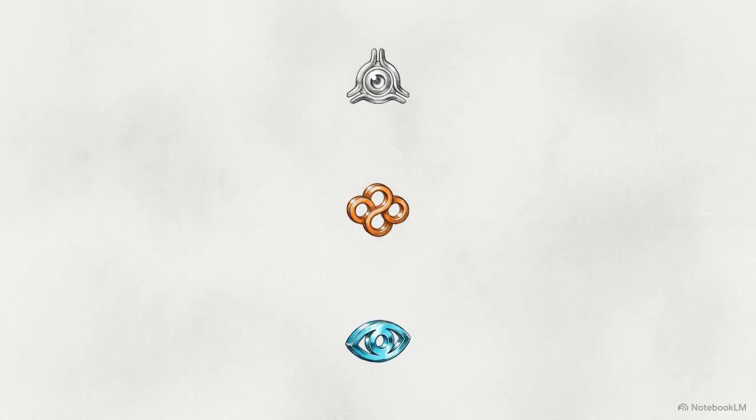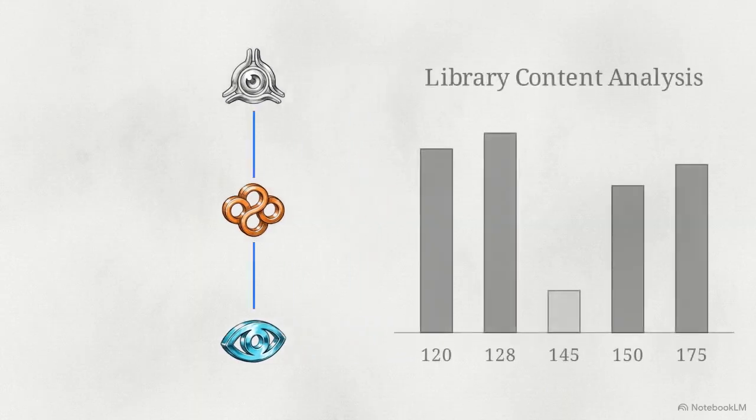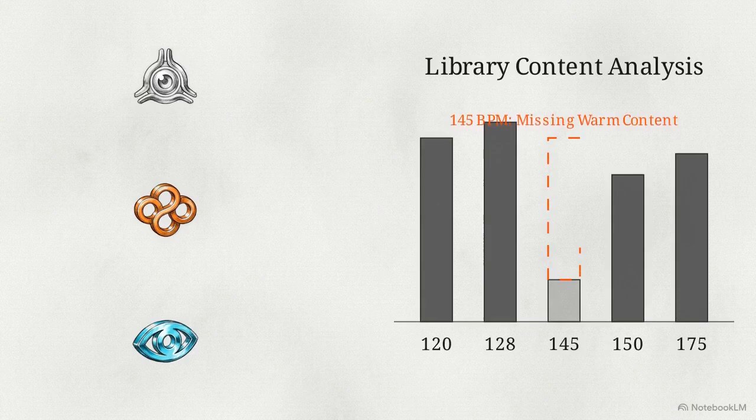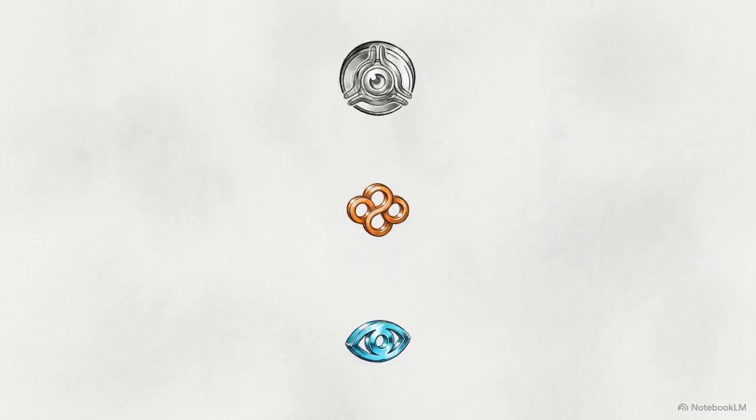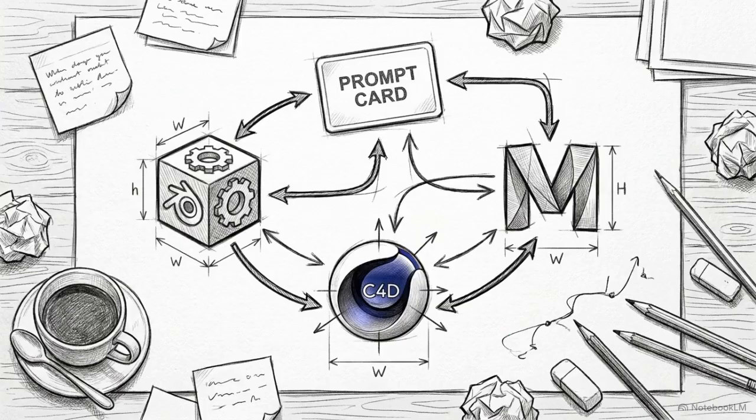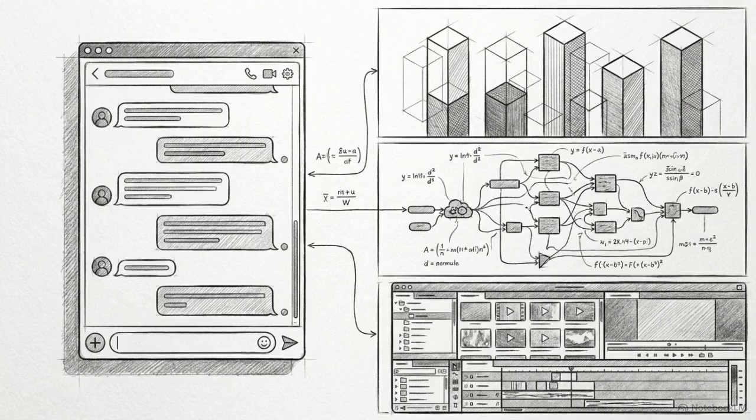The MCP architecture links Blender, ComfyUI, and Resolume into one pipeline. Claude analyzes your library for quantitative gaps, identifying missing warm content at 145 BPM. To fill it, a prompt triggers a Blender render, stylizes it in ComfyUI, and ingests the loop into Resolume. This single prompt workflow automates the data handoff between 3 distinct environments. What used to require a manual sequence of rendering, stylizing, and importing is now a unified background process.